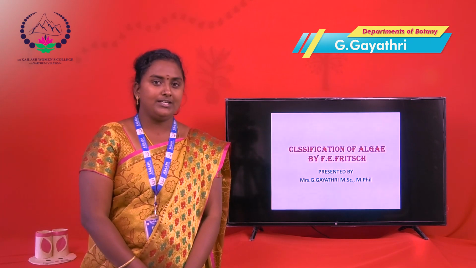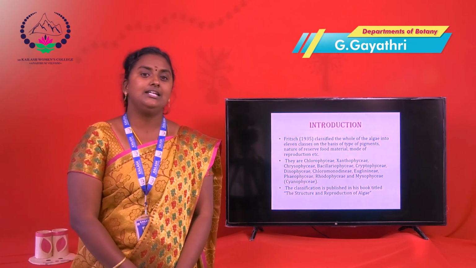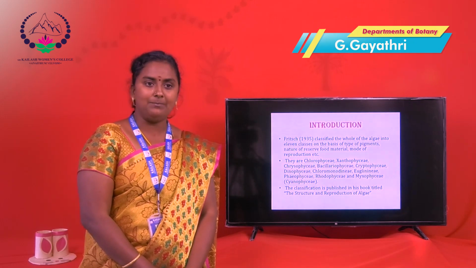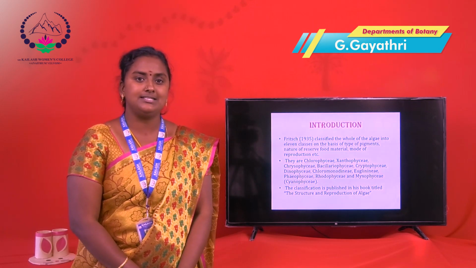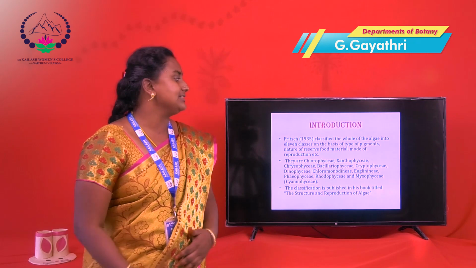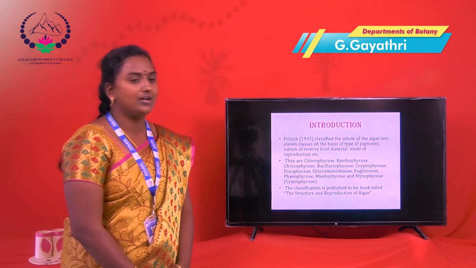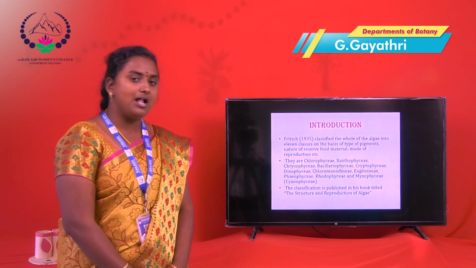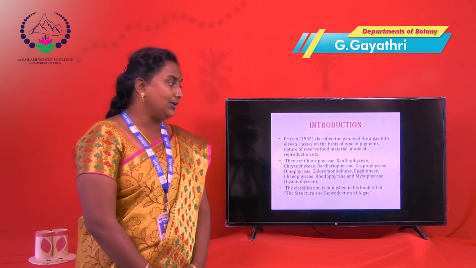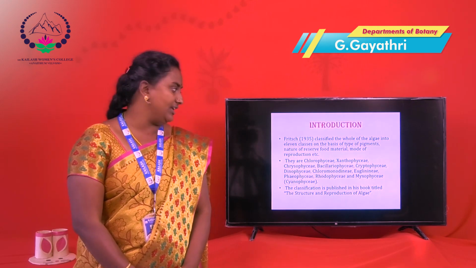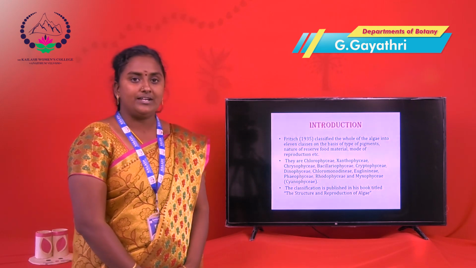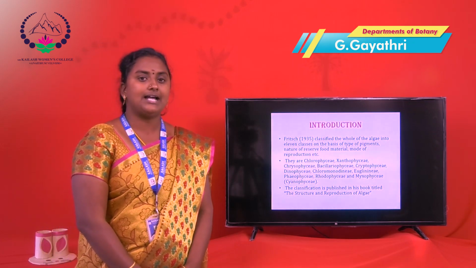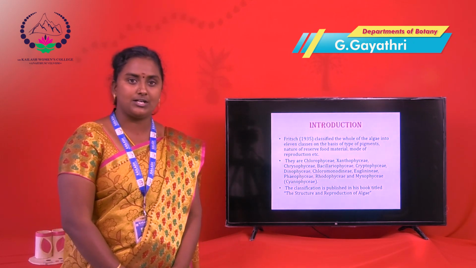Today we are seeing the topic is classification of algae. In 1935, F.E. Fritsch classified the whole of the algae into 11 classes on the basis of types of pigments, nature of reserve food material and mode of reproduction. They are Chlorophyceae, Xanthophyceae, Cryptophyceae, Bacillariophyceae and Dinophyceae, Chloromonadidae, Euglenidae, Phaeophyceae, Rhodophyceae and Myxophyceae. The classification is published in the book The Structure and Reproduction of Algae.